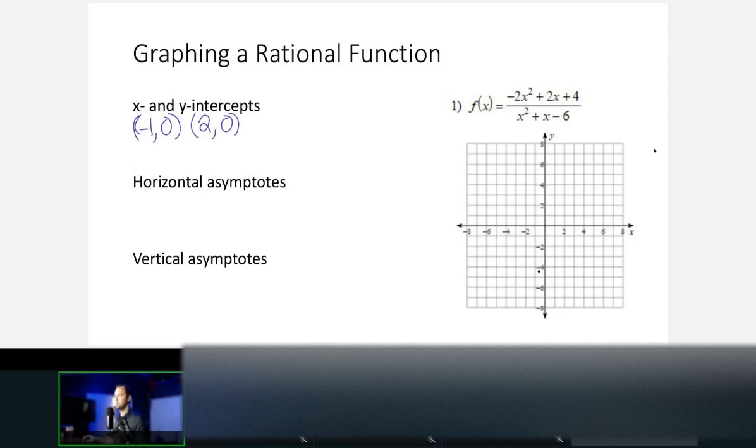All right, how do you find the y-intercept? You said x equal to 0 and solve. Yes. So when you plug in 0 for all the x's, what is the y-intercept coordinate?